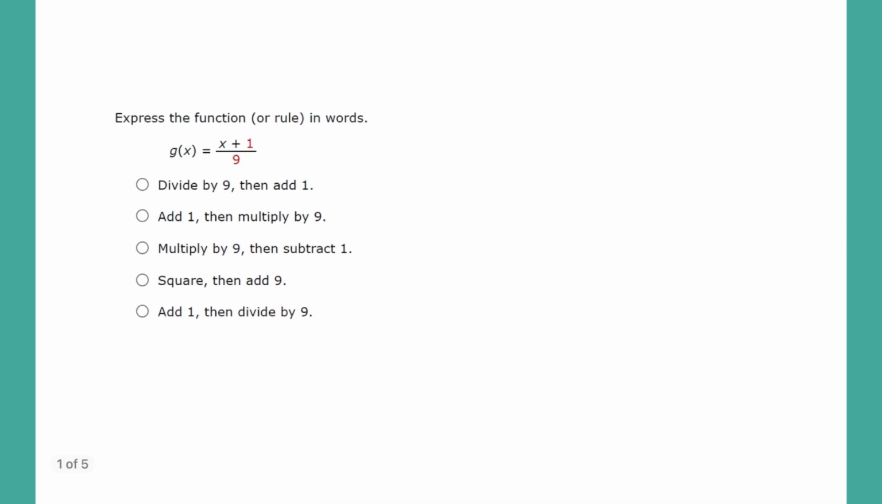All right, the second problem is telling us it's the same thing, now it's just in the opposite direction. They give you the rule, and you have to state which one it is in words. So it looks like they're adding 1, add 1, comma, divide by 9. So that would be answer choice, the last one.